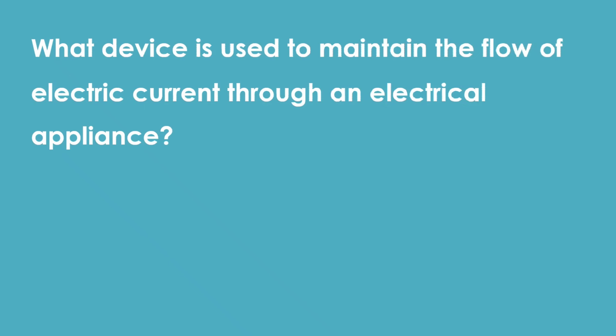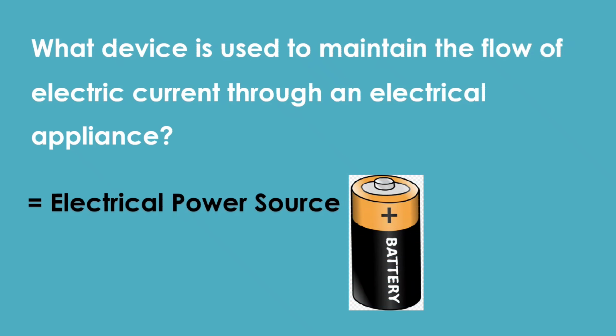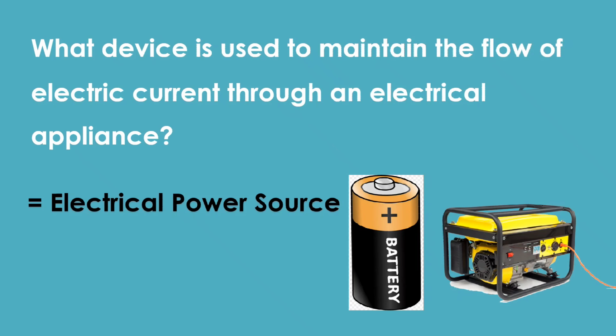So next question, what device is used to maintain the flow of electric current through an electrical appliance? So what do you think? What device? So that is the electrical power source, which is the battery, or the battery that we used, right? Or we can also use a generator. Battery or generator.